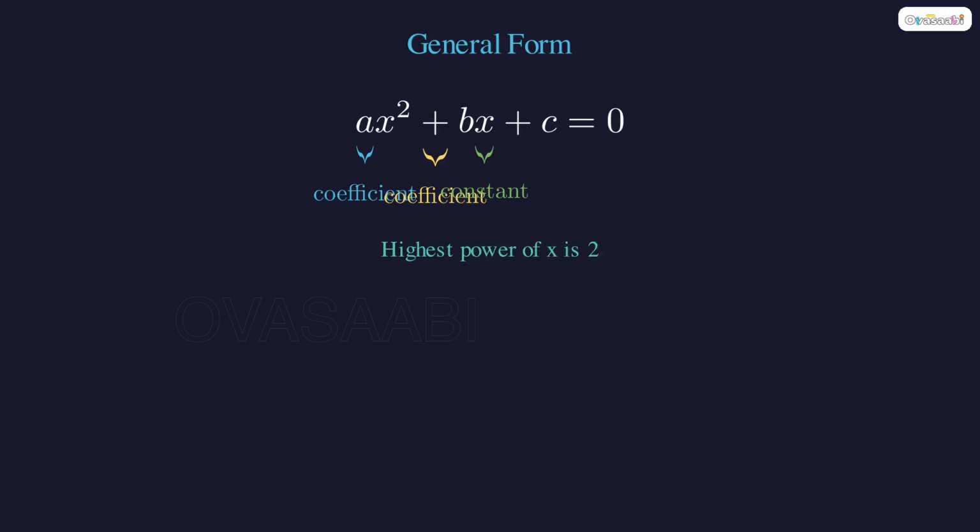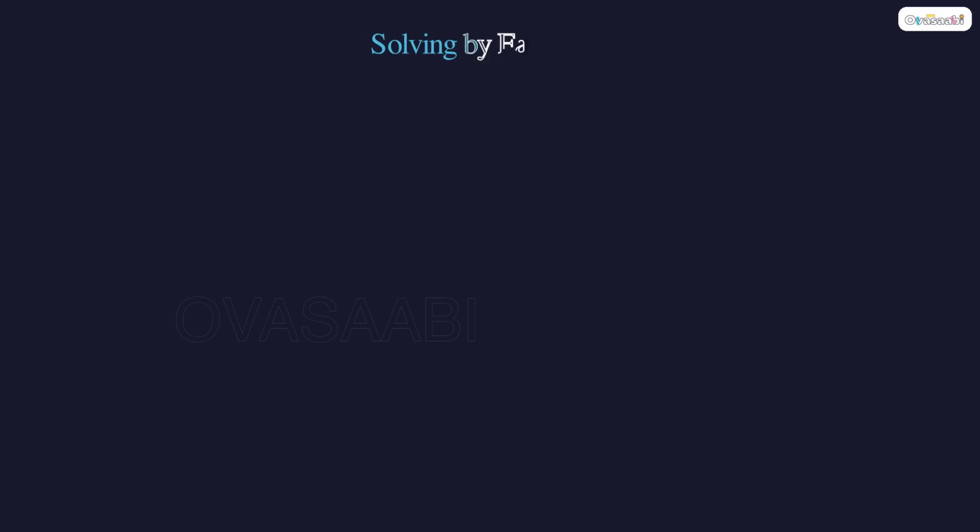A quadratic equation has the form x squared plus bx plus c equals 0. The highest power of x is 2. That squared term is what makes it quadratic.